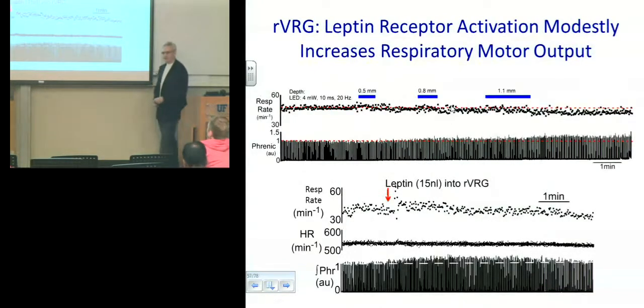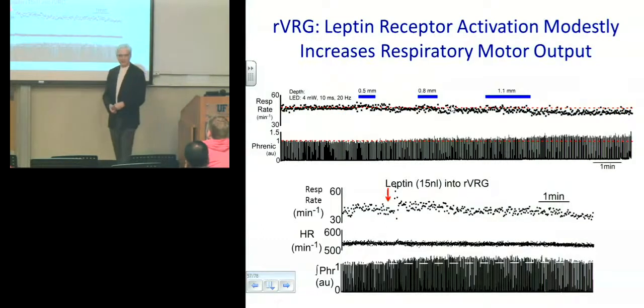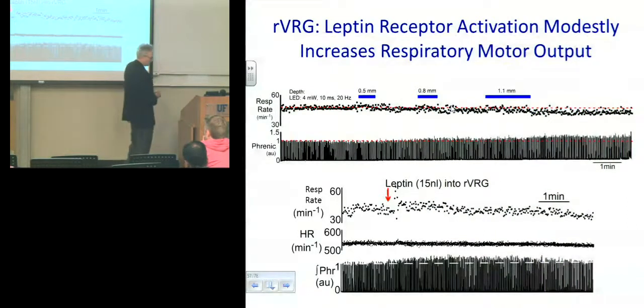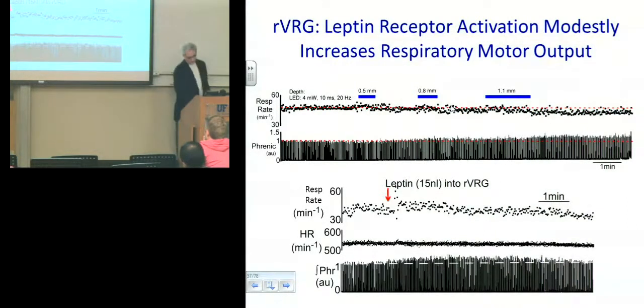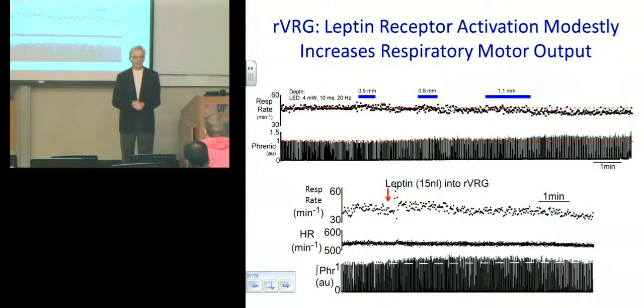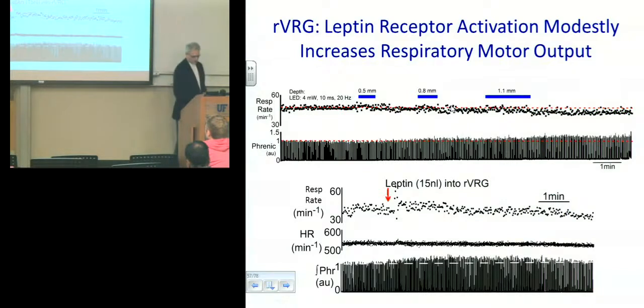And go one step further, do it in the rostral VRG. There are some leptin receptors that extend all the way down through to the ventrolateral medulla, so it wasn't really thought they would do much to breathing. But when we put our fiber in to activate the channel rhodopsin in the VRG, we do get an activation of rostral VRG neurons and a modest increase in respiratory output, and that can be matched by an injection of leptin directly into the rostral VRG.